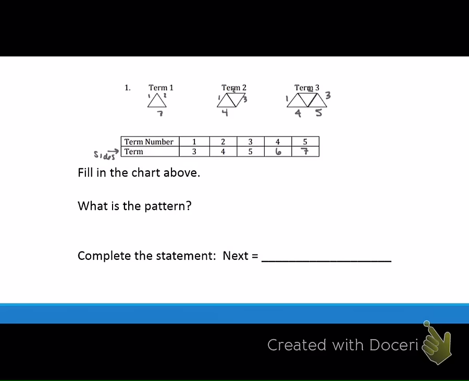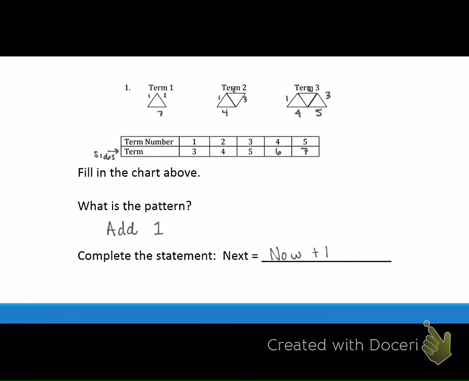Alvin, what is the pattern? Add 1. Katie, next equals? Now plus 1. Very good. Okay, what questions do you guys have about those examples? All right, go ahead and get that written in, and when you're ready, flip to the next slide, and we'll talk about the next one there.